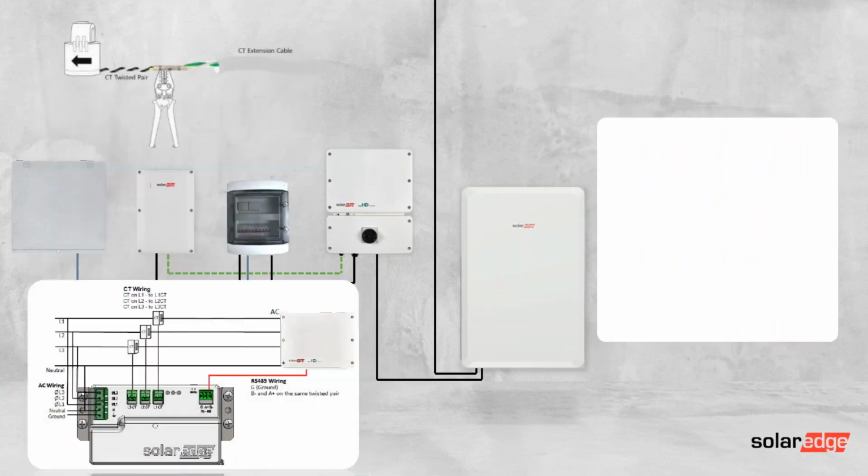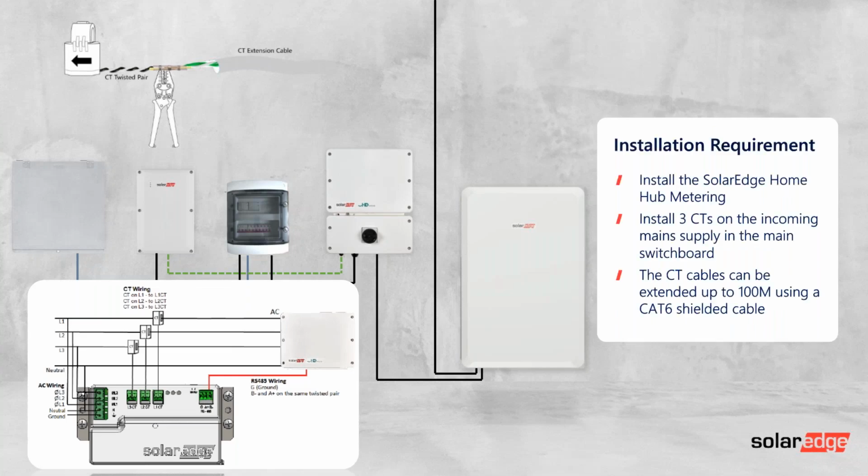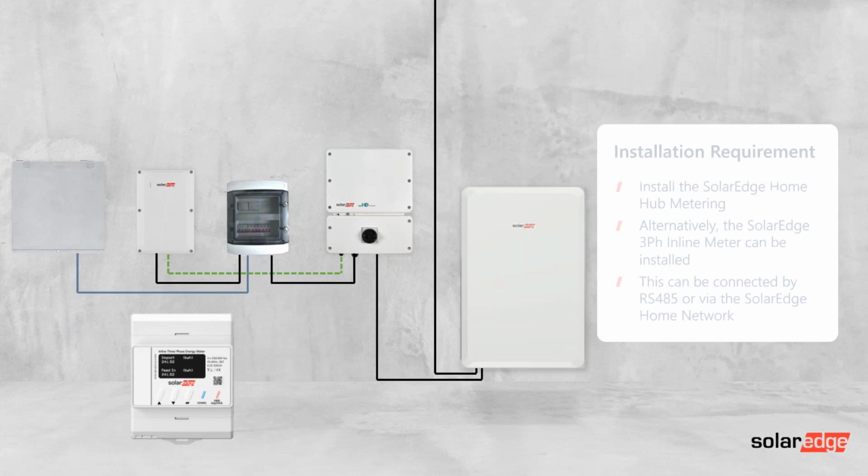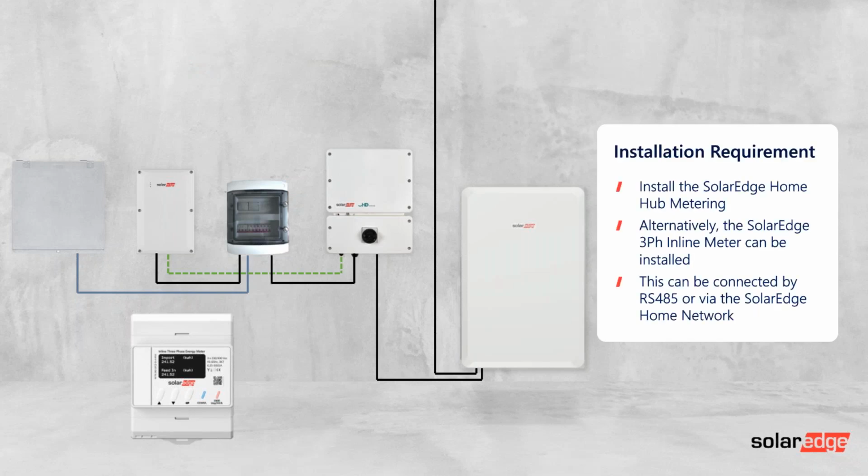You then obviously need to wire the 3 CTs in the main switchboard. They can be extended if you need to using Cat6 cable. Alternatively, to make life super simple, you can just use the inline meter, the 3-phase inline meter, and connect that if you want through RS485 or just use EnergyNet.